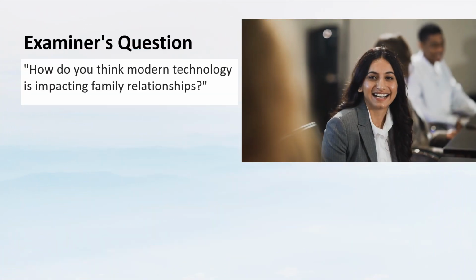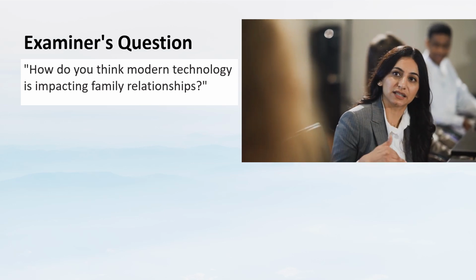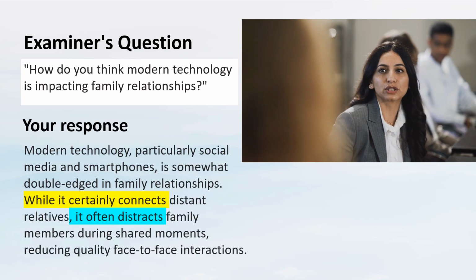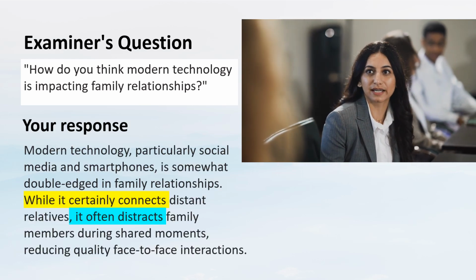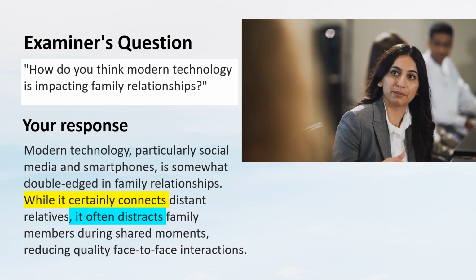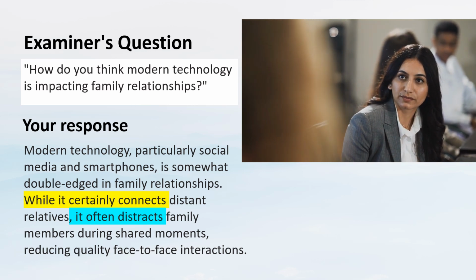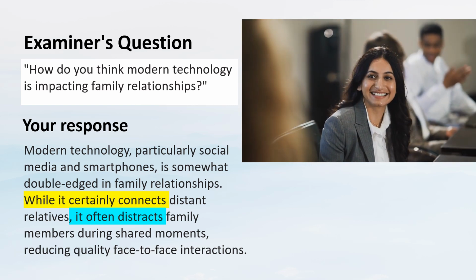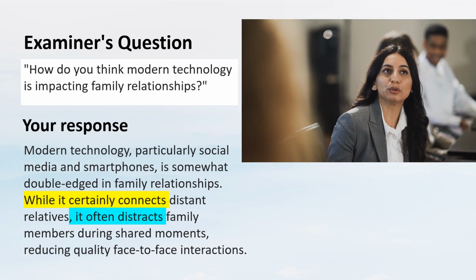Here's the examiner's question. How do you think modern technology is impacting family relationships? Modern technology, particularly social media and smartphones, is somewhat double-edged in family relationships. While it certainly connects distant relatives, it often distracts family members during shared moments, reducing quality face-to-face interactions.